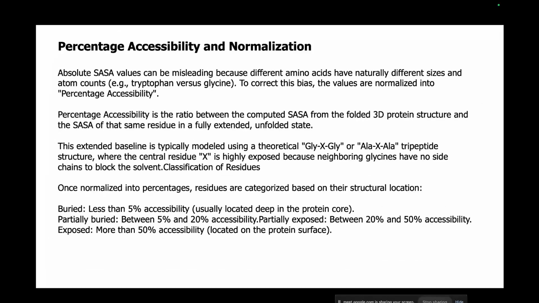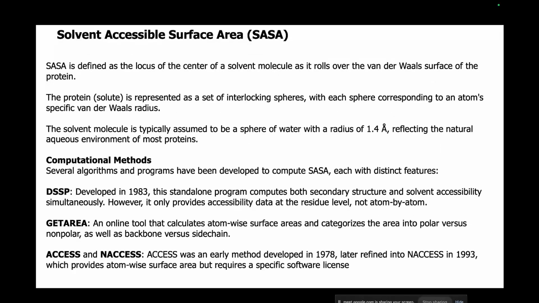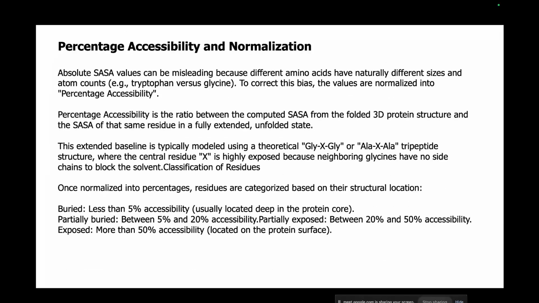Okay. So if you have the whole surface area, you can find the percentage of the protein actually present in the surface area and the percentage of the protein that is available for the solvent to come and bind. So if you have absolute values of these from these algorithms or from experimental data, it can be misleading because different amino acids have naturally different sizes and atom counts.